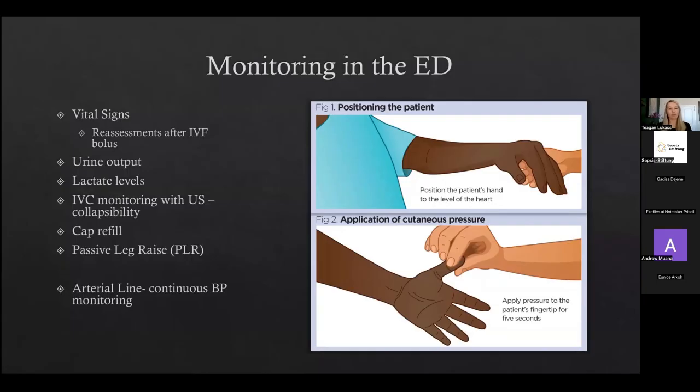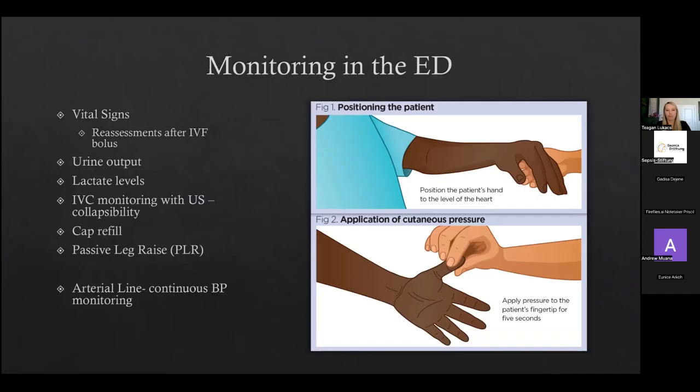Monitoring urine output also gives you good information about their fluid status, like we talked about IVC monitoring with ultrasound. Lactate levels and capillary refill or passive leg raise are other ways to look at tissue perfusion. Lactate levels are recommended as part of the Surviving Sepsis campaign. Following them for management or understanding how to adjust your fluid resuscitation is recommended if it's available.